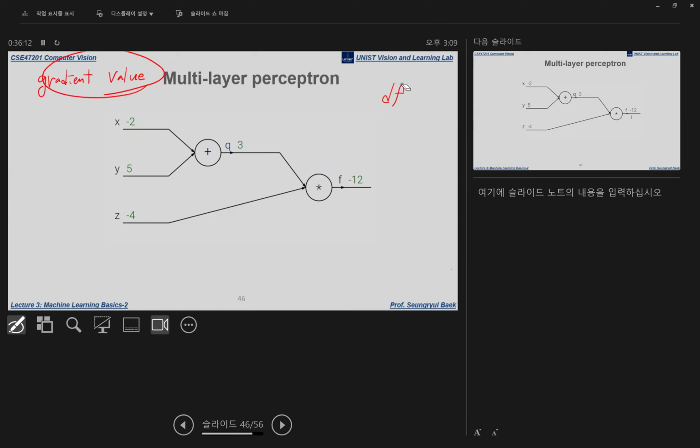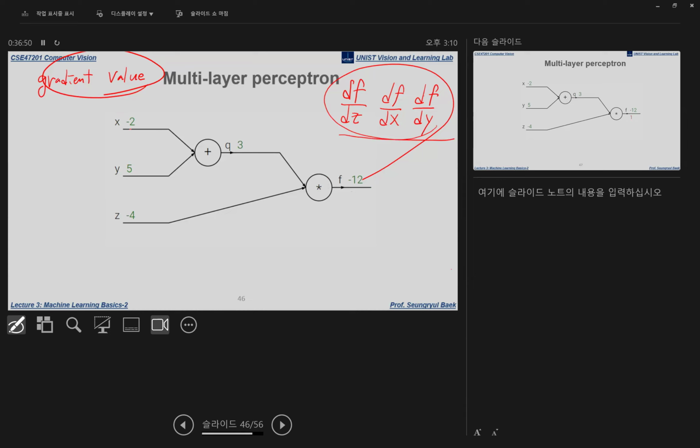So here, the thing we have to calculate is df/dx, df/dy, and df/dz. So we have to calculate the three gradients. This is the same situation as when we calculate the loss and differentiate this loss with respect to each variable inside the graph. I will show you how we can calculate these three gradients.